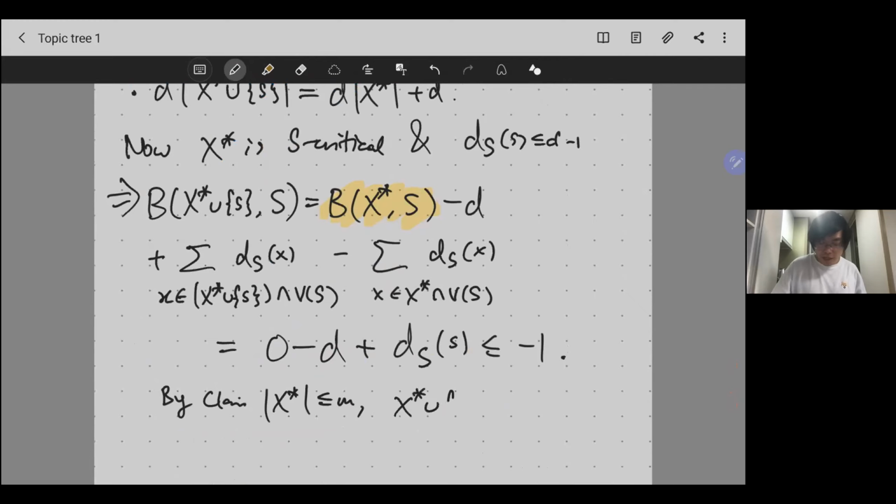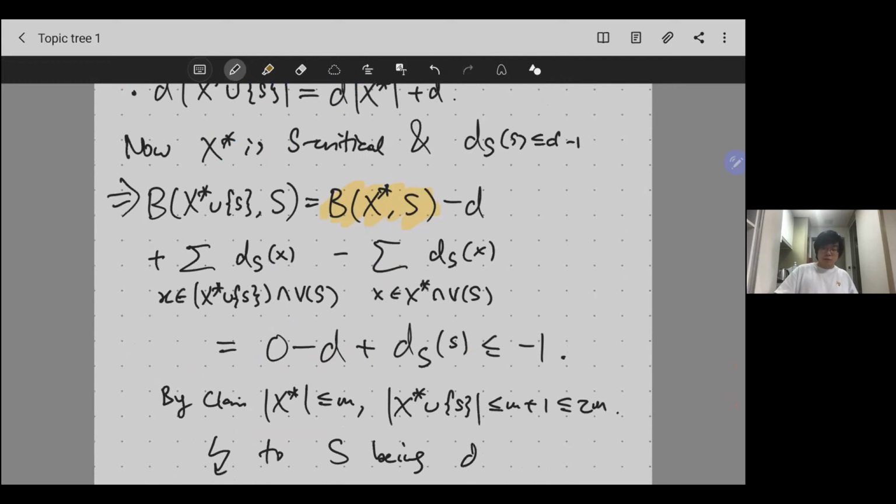So our new set has size m plus 1, which is at most 2m. Now we get our contradiction. We have defined a set X star union S, which is small, at most 2m, which has negative S balance, okay? Contradicting S being dm extendable.